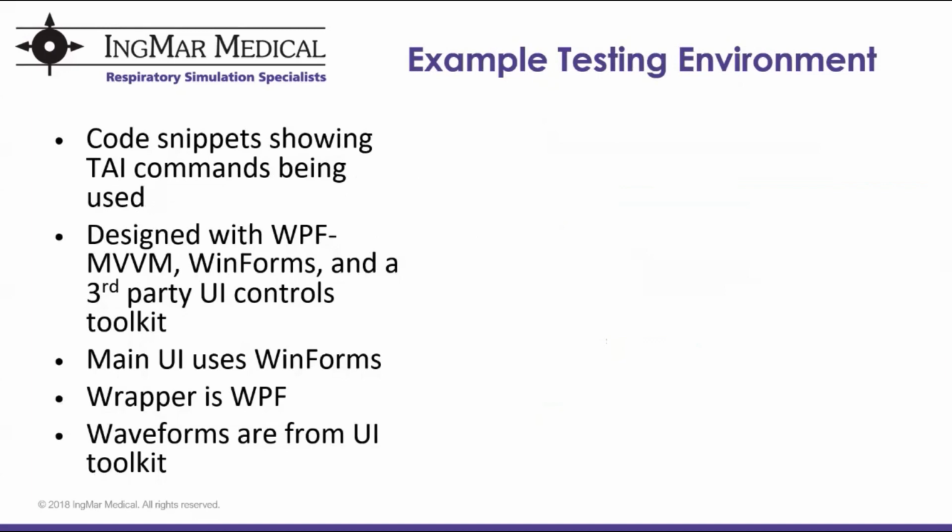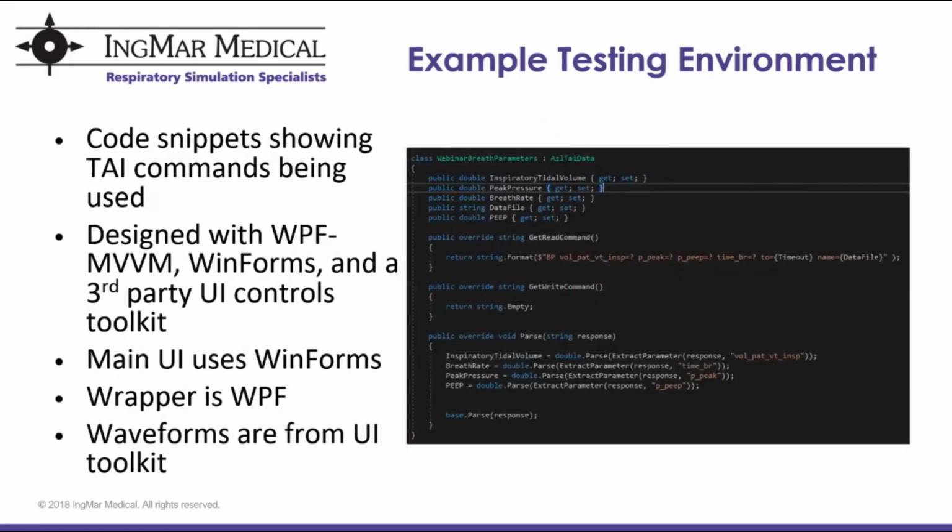As stated in the previous slide, we use the Visual Studio environment with the C# language. The design is made with WPF, MVVM, WinForms, and a third-party toolkit for the controls and waveform charts. Here is an example of how we invoke the BP command. We created the webinar breath parameters class, where we're calling 4 of the 100 plus parameters: tidal volume, peak pressure, breath rate, and PEEP. And you can see the TAI command and parameters in the orange script.